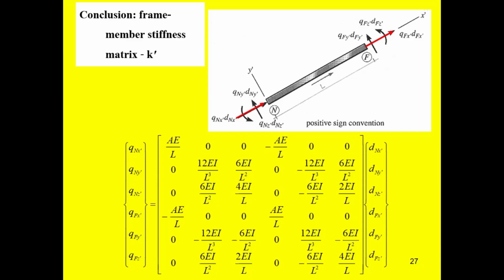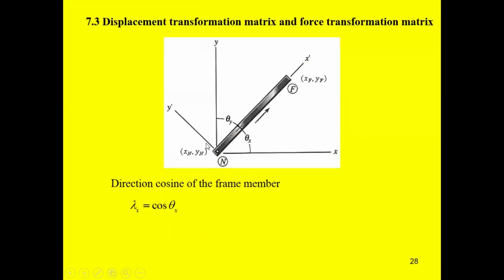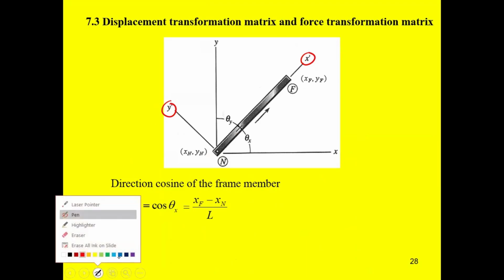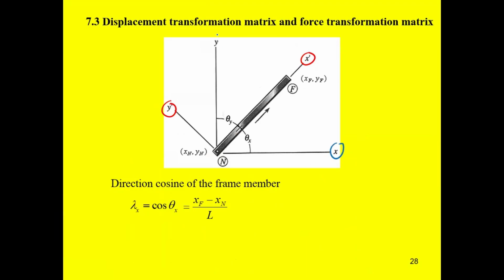This is only the K prime matrix, not finished yet. Okay. Now, to obtain the K matrix, we got to do more consideration on what? On the relationship between the local coordinate x prime y prime and the global coordinate x and y.